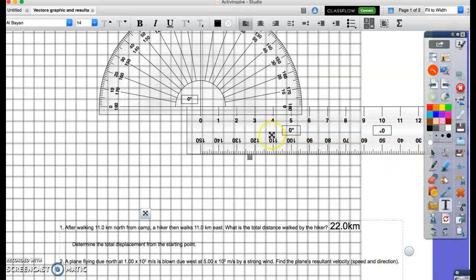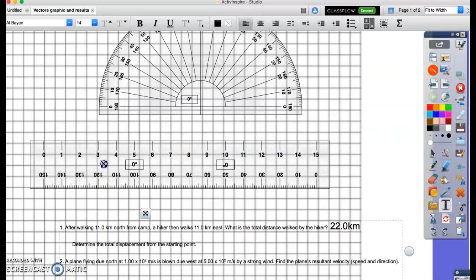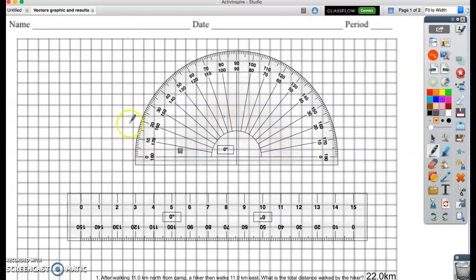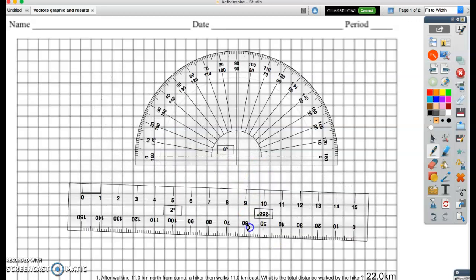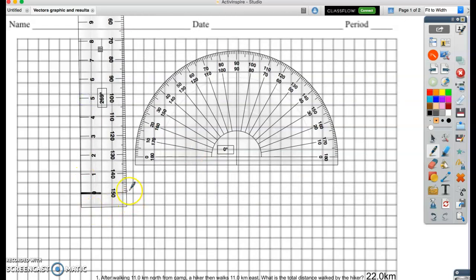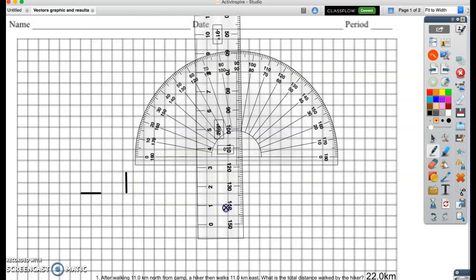Let me try something here. We know that this guy started at 0 here and went 11.0 kilometers east. We also know that he went 11.0 kilometers north. All right. So that's what we know so far.